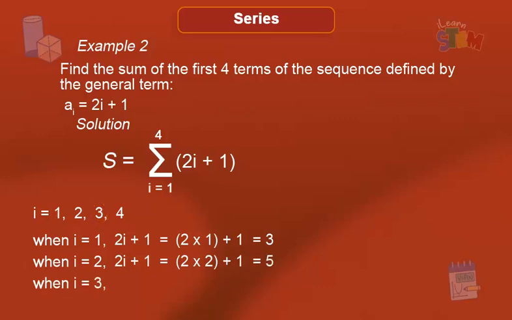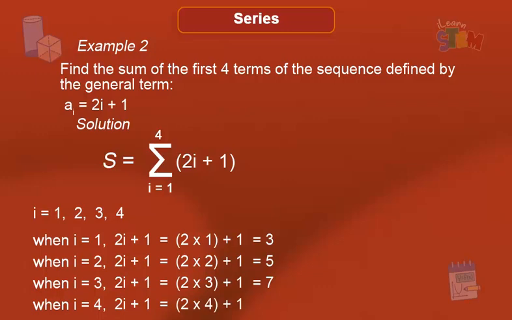When i equals 3, we substitute 3 for i into the general term. This gives us 2 multiplied by 3 plus 1. 2 multiplied by 3 is 6. 6 plus 1 equals 7. When i equals 4, we substitute 4 for i into the general term. This gives us 2 multiplied by 4 plus 1. 2 multiplied by 4 is 8. 8 plus 1 equals 9.